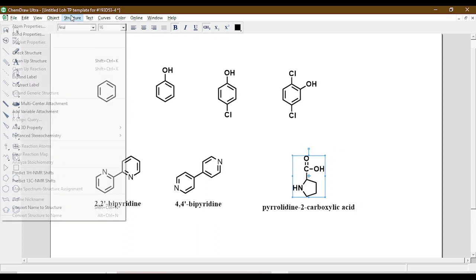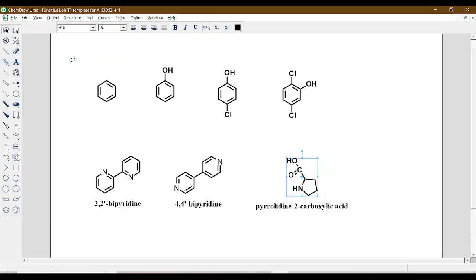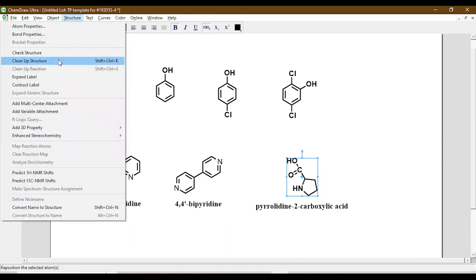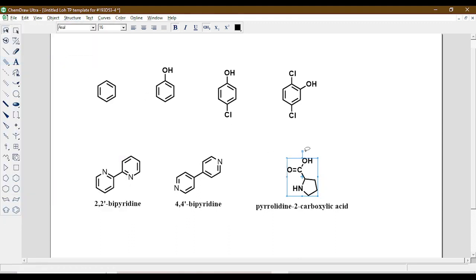So when I gave cleanup structure twice, the first time and the second time, it got perfectly oriented. I'm just going to rotate it to make it perfect. So this is how you draw simple structures of the benzene ring or a toluene ring or aromatic aliphatic rings.